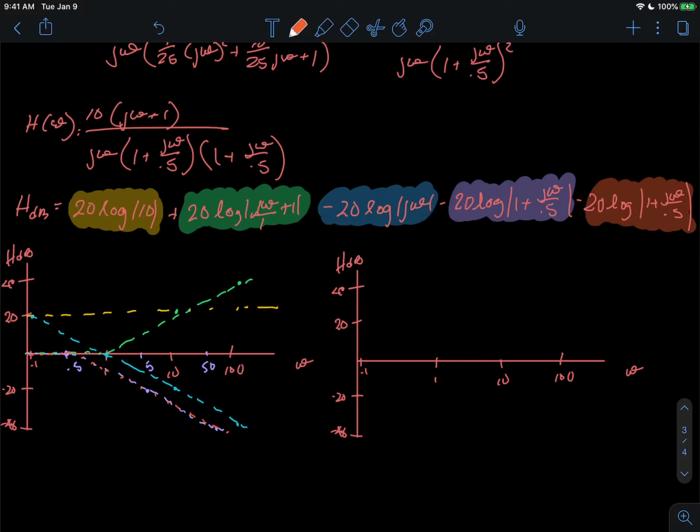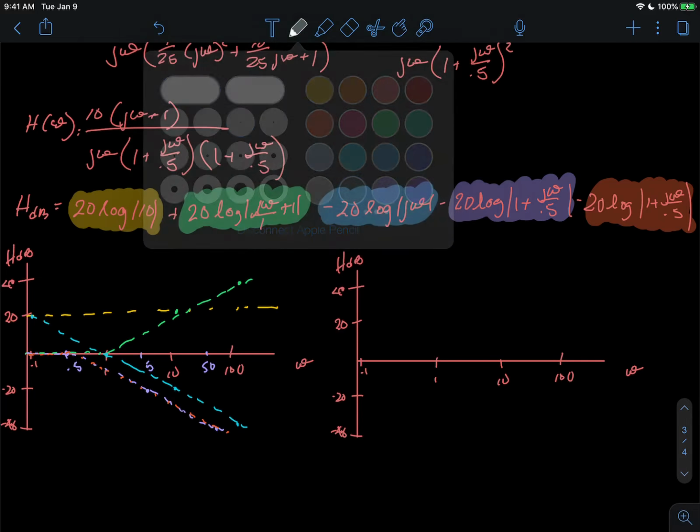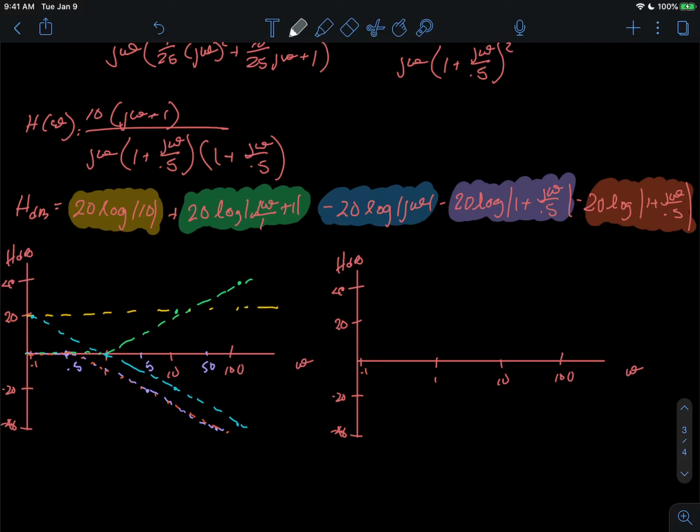So when you put everything together, it starts off at 20 and then it just starts decreasing until you reach 0.5, because that's when the two poles start kicking in. So right there, 20, and then let's just say that's 0.5, 5, 15, right? So you'll be around 10 at that point. So you have 10, and then you have a 40 dB per decade slope because you have two poles.